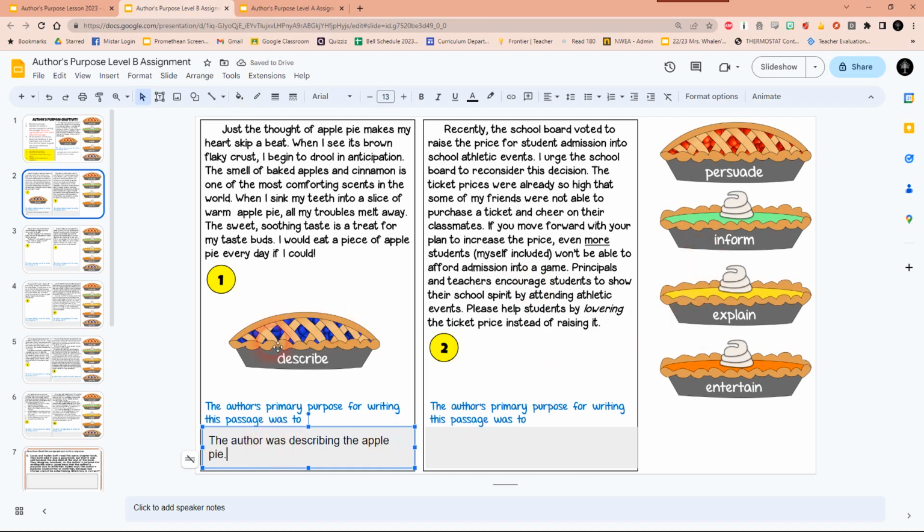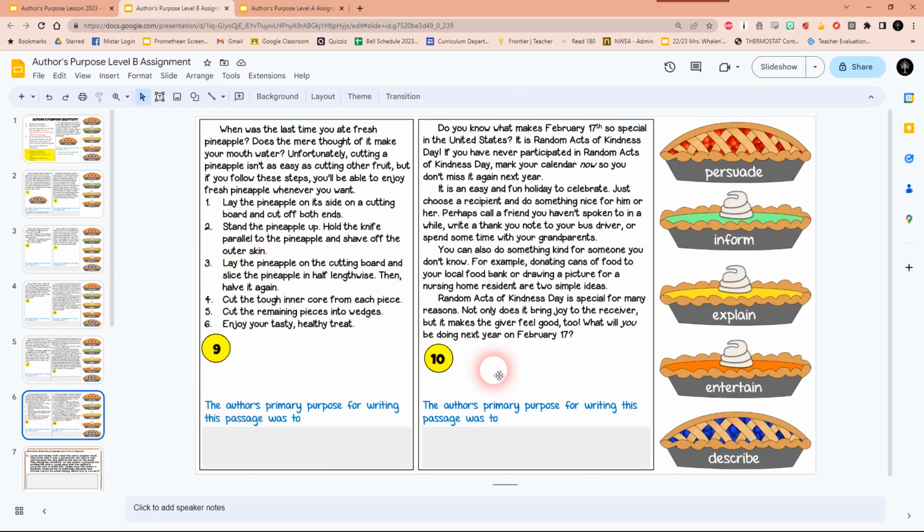Now, had you picked inform and you had given me a good explanation, I probably would have given you credit. If you had said persuade, I would not give you credit because there's nothing in there. He's not saying you ought to have a pie or a piece of pie, whatever. Now, number 2 through 10, you'll need to do.